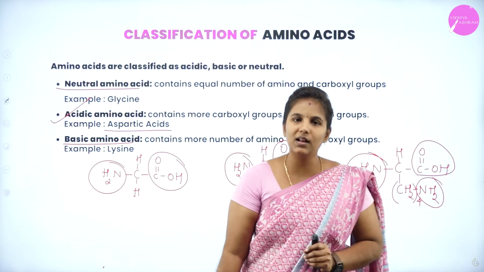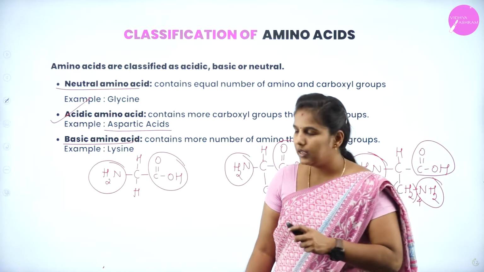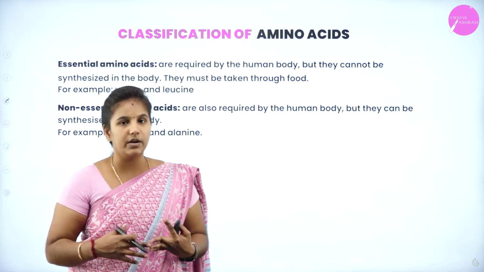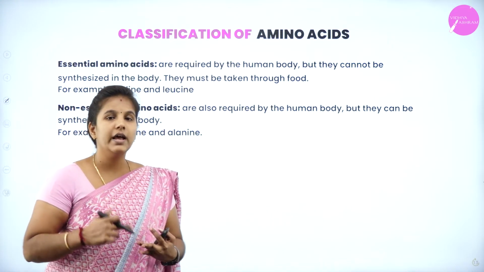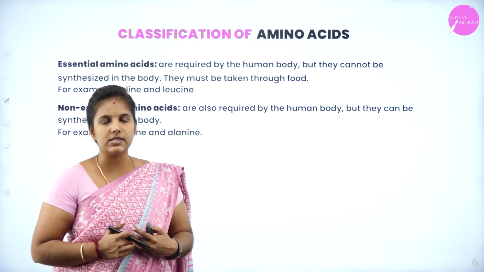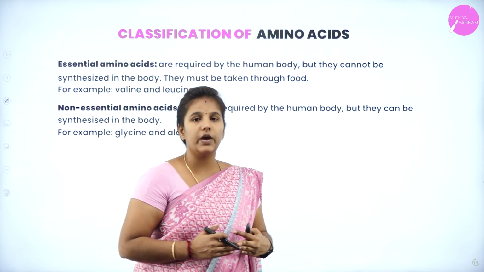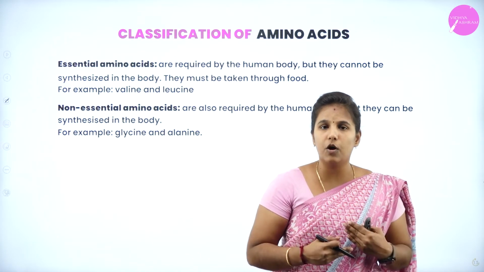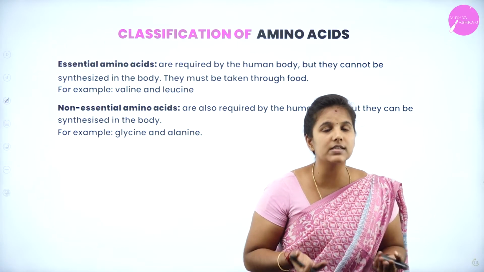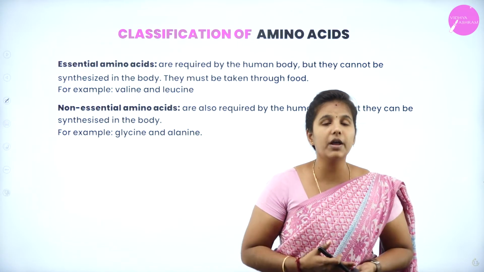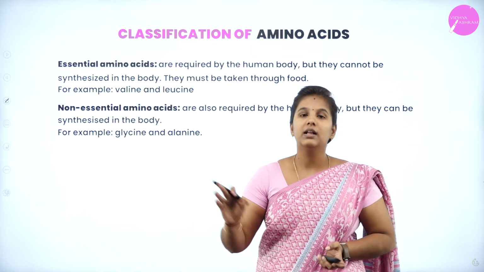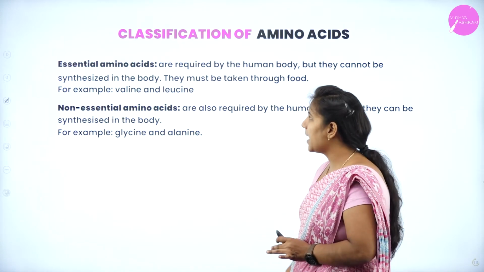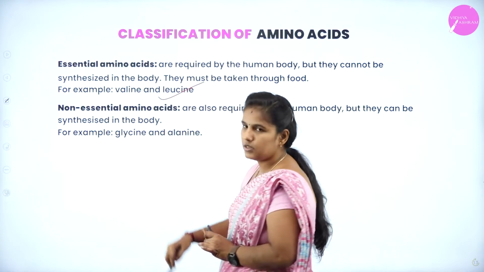Now let us see the other class of amino acids based upon the dietary requirement: essential amino acid and non-essential amino acid. If I say it is an essential amino acid, remember this amino acid is required for our body, but we cannot prepare it inside our body. Such amino acids are taken through the diet. Examples are valine and leucine.